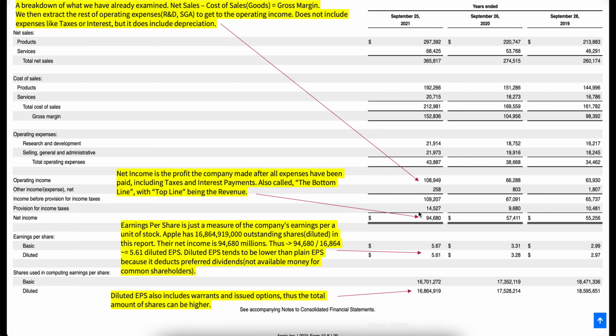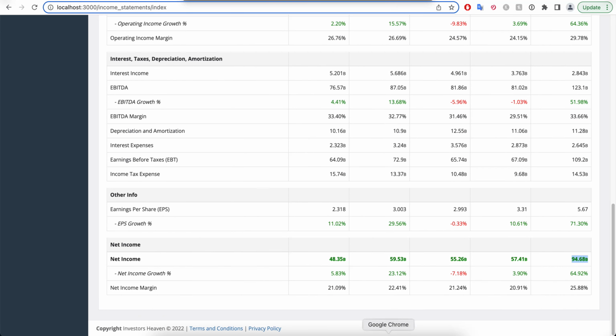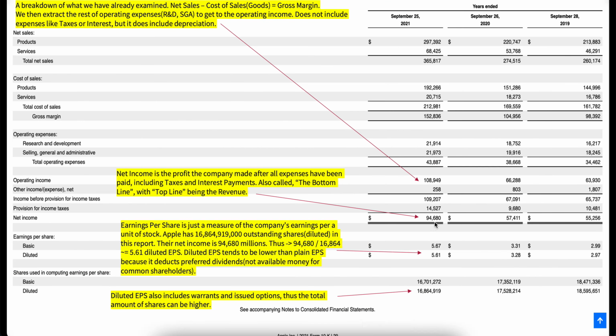Okay, so the net income of the company, 94.6 billion here. Let's go back to our tool for 2021. Again, that is 94.68 billion. Exactly what the form is telling you here. Okay, now the reports also generate an earnings per share, a basic earnings per share and a diluted earnings per share, because it helps shareholders understand how much of their money they are getting back in the form of payment per share, pretty much, from the earnings that the company generates. And so the earnings per share is basically just a measure of the company's earnings per unit of stock. It is net income divided by the outstanding shares count, pretty much.